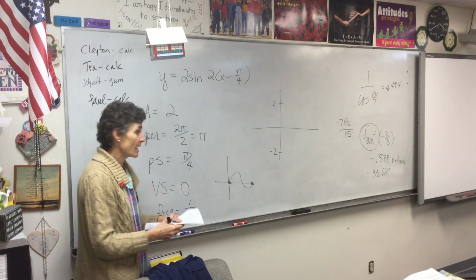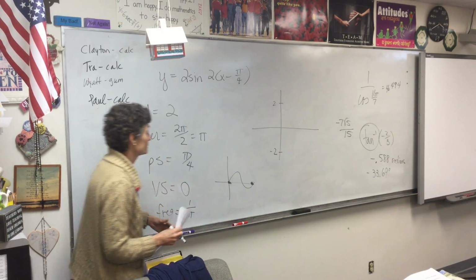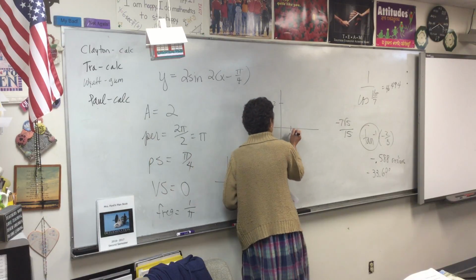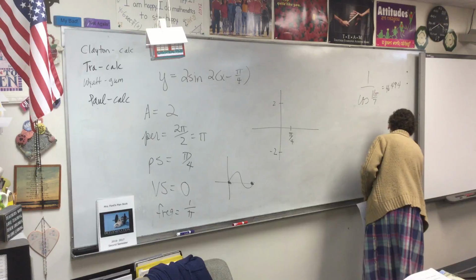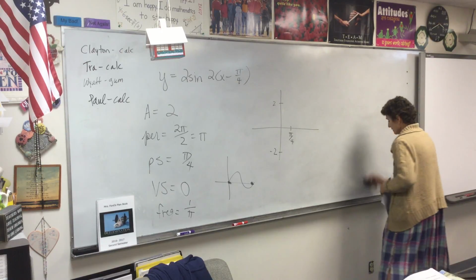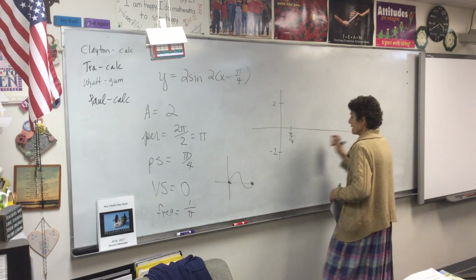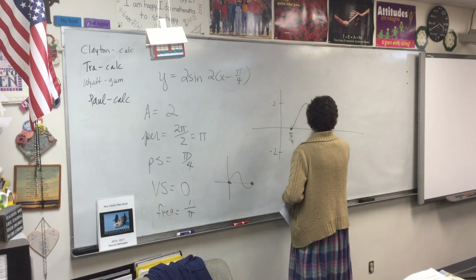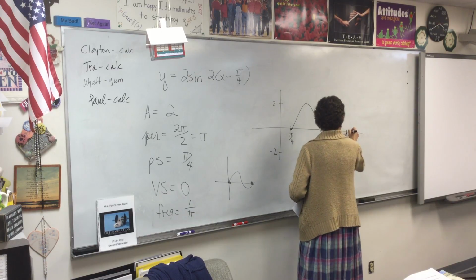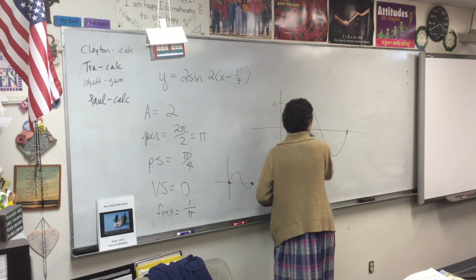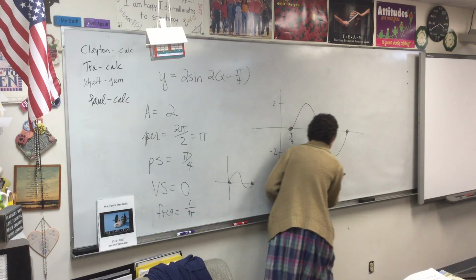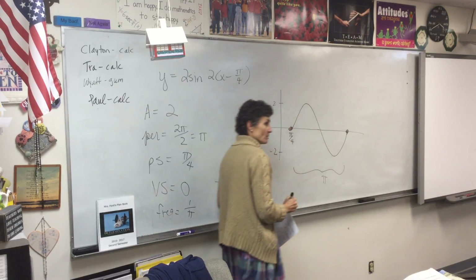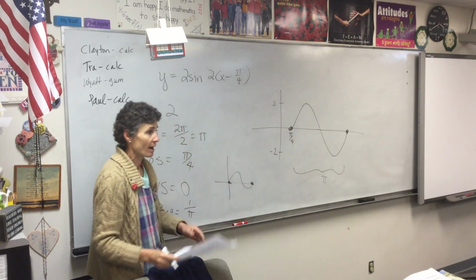Alright, so now we're ready to sketch. We got all the facts. The curve is going to start at pi over 4. It is a regular sine curve. So I have my hill and my valley. And there's my stopping point, your start to stop. And I know that distance is pi. You figured that out. The period is pi.